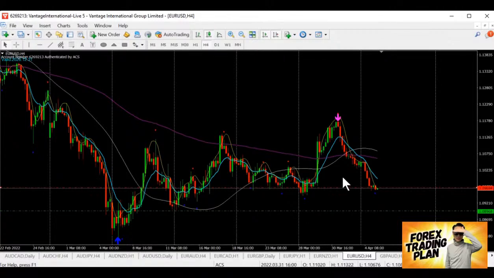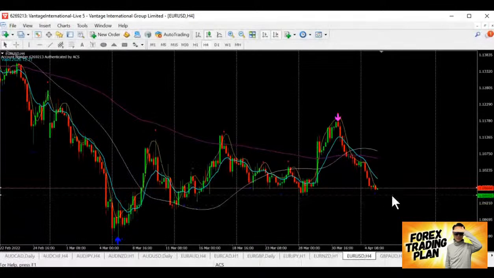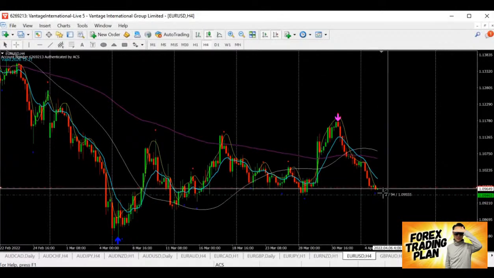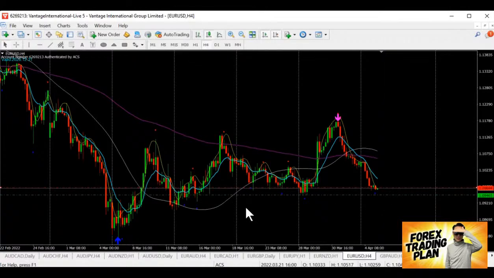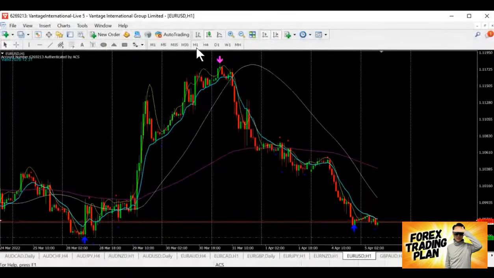Now the resistance level. Let me see, one higher. Over here, this is the first support, then we have about 20 pips. Right now for euro dollar, it's going to test on the resistance.